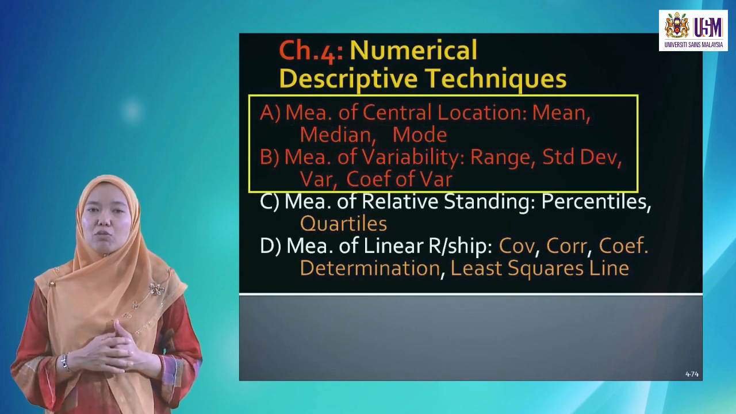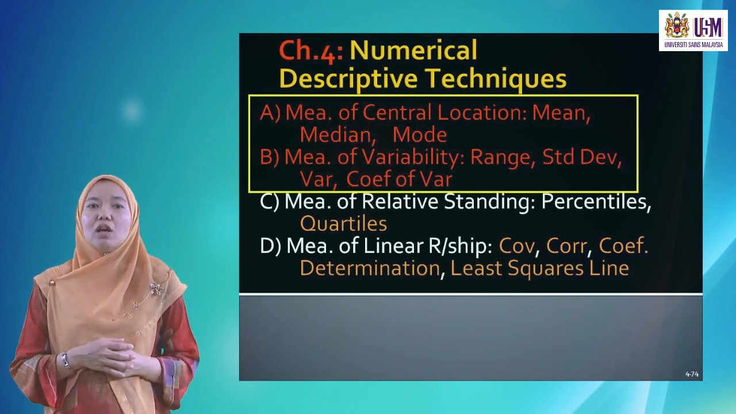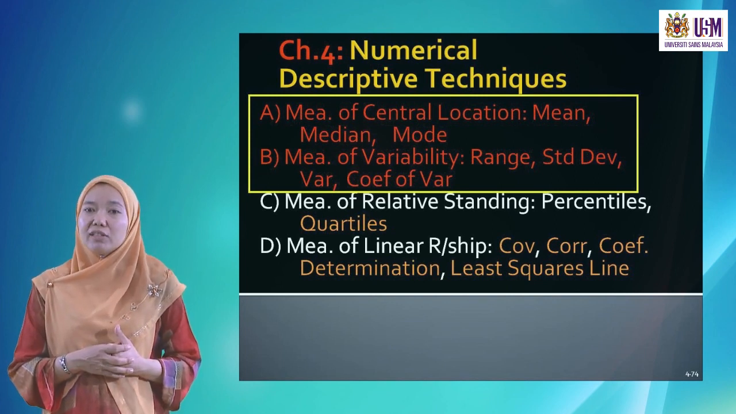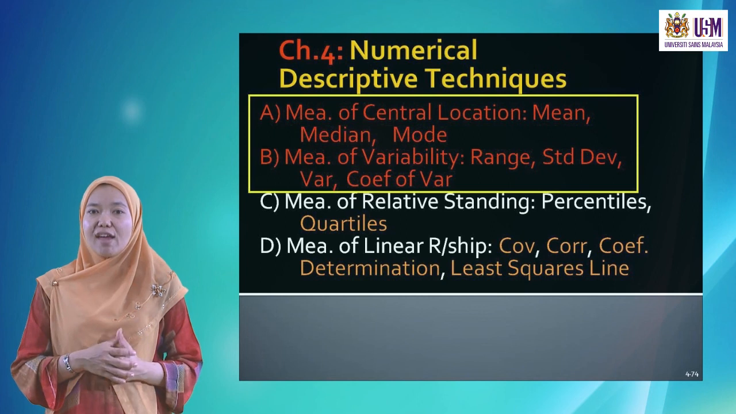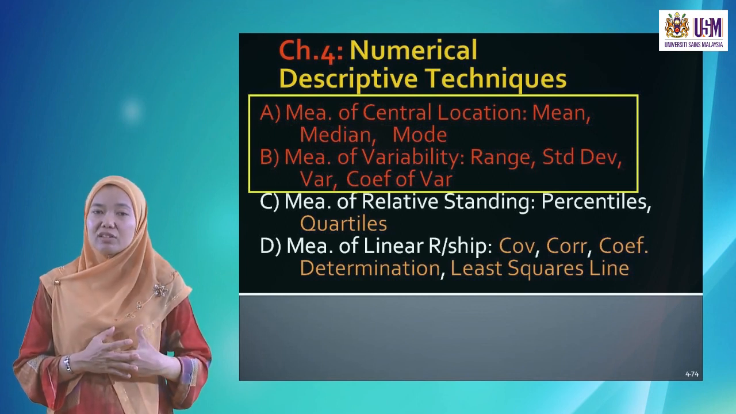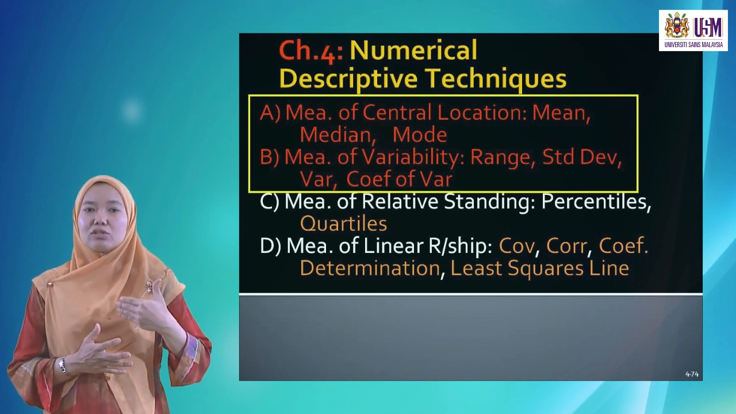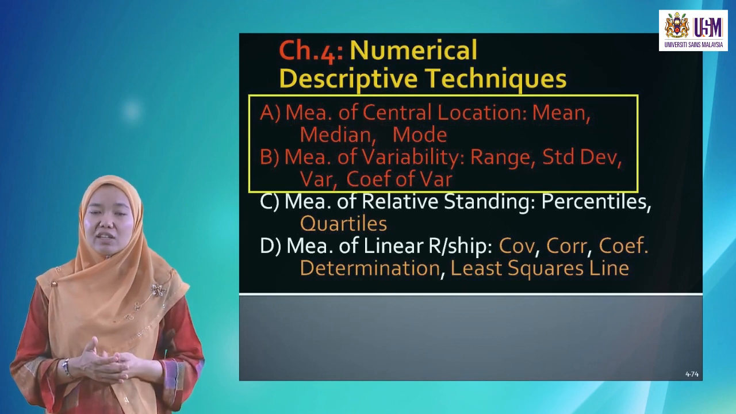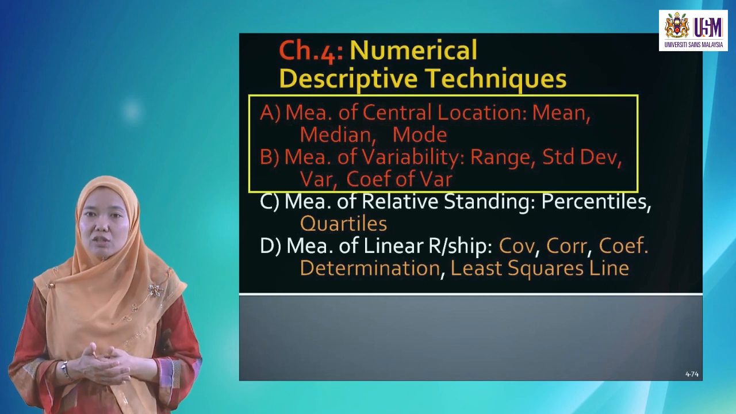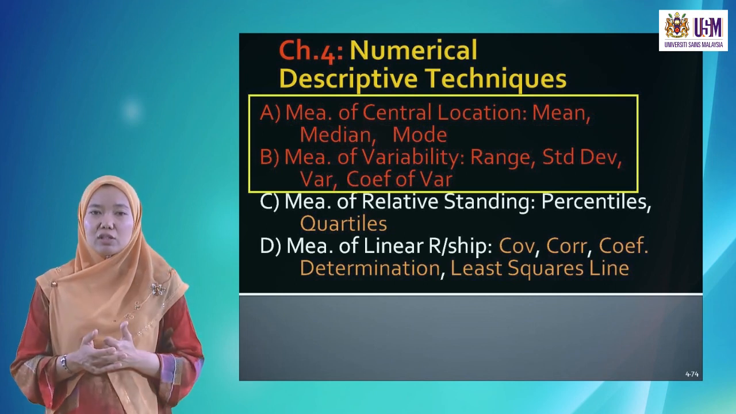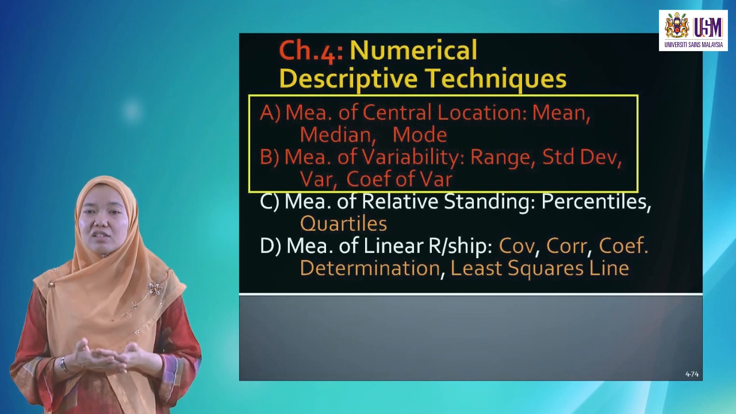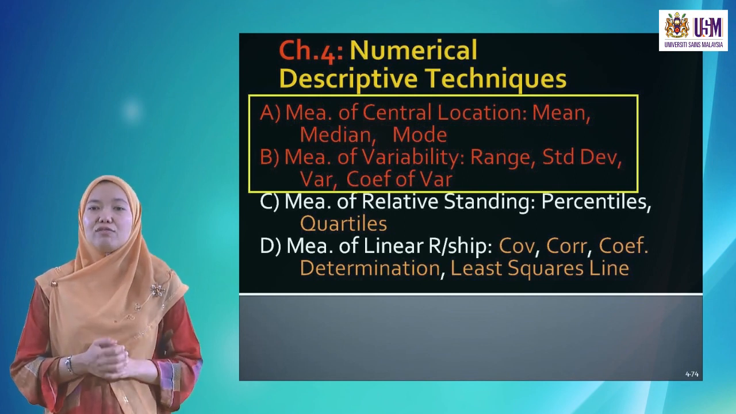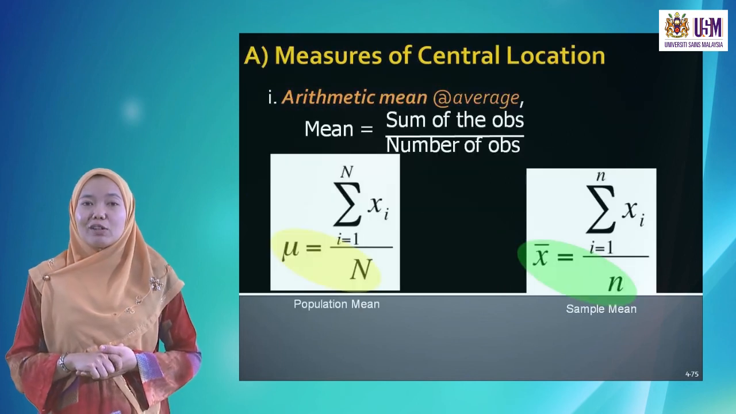But most importantly, what you need to know is just the first two: measures of central location, mean, median and mode, as well as measures of variability, that is standard deviation and variance. You need to carry these two understandings, mean and standard deviation, throughout our course. When we discuss estimation, you need to have mean and standard deviation. When we discuss hypothesis testing, we still need to know about mean as well as standard deviation.